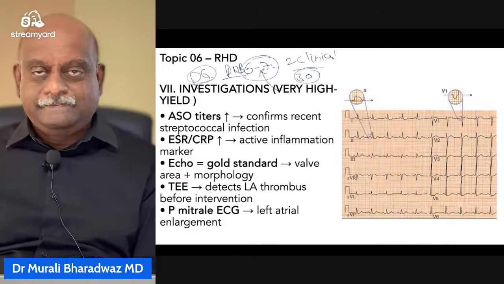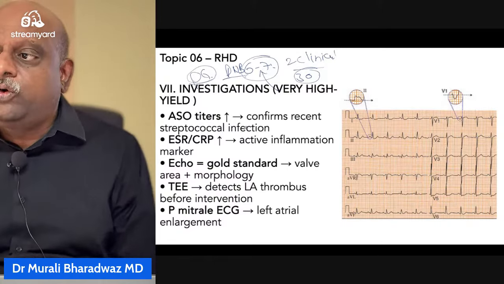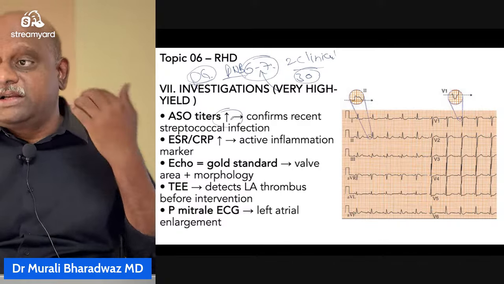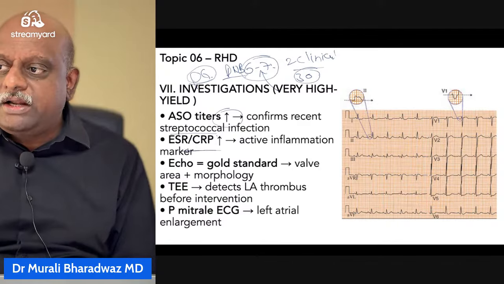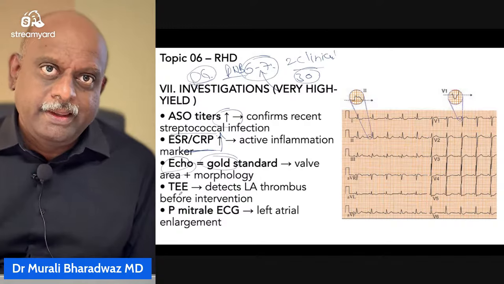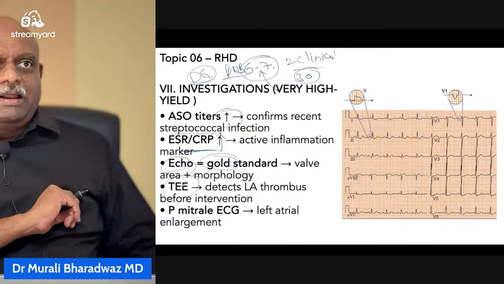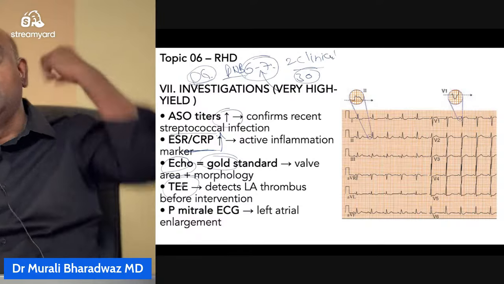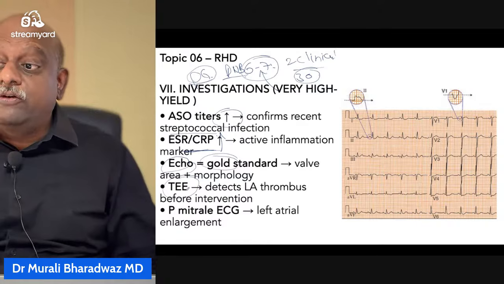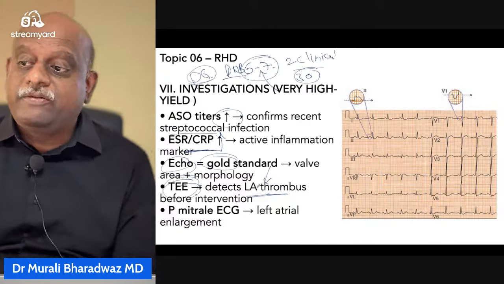Now, in rheumatic heart disease, ASO titers will increase. They are proof that there is a recent streptococcal infection. ESR and C-reactive protein will increase, but the gold standard is 2D echo. And a good number of times, the transthoracic echo from the front may not be able to detect the posterior chambers, so you need to pass an endoscope. Transesophageal echo will detect any thrombus in the left atrium, is what we need to remember.